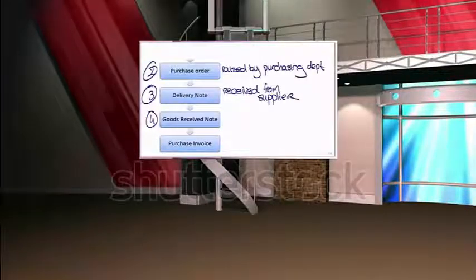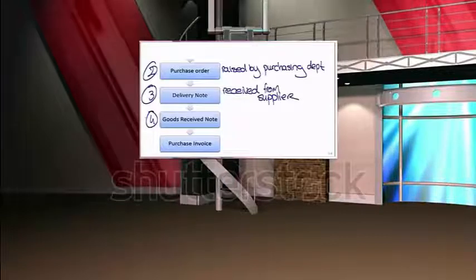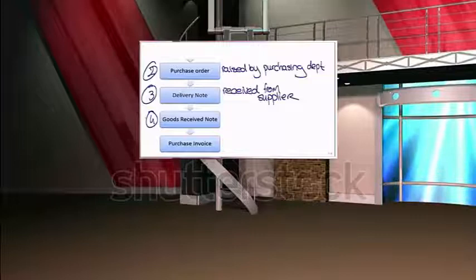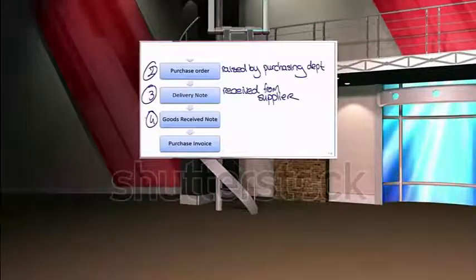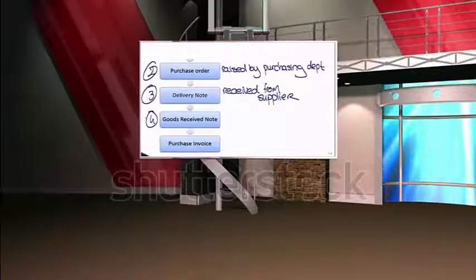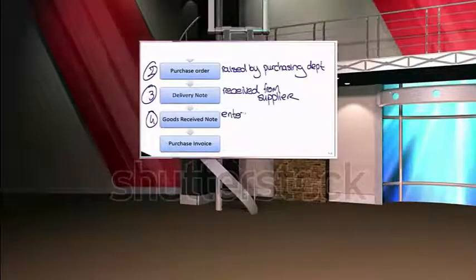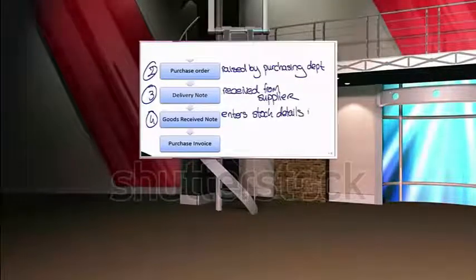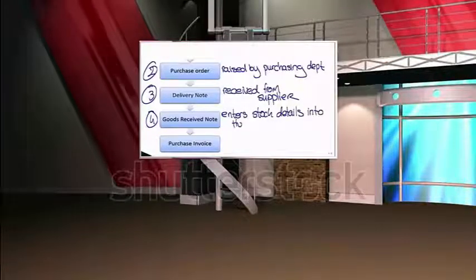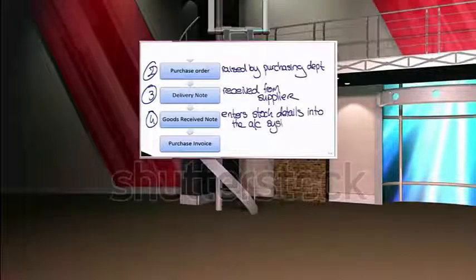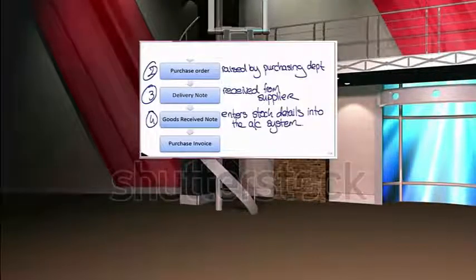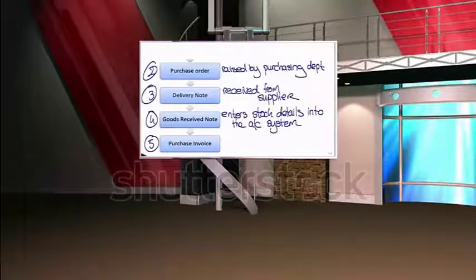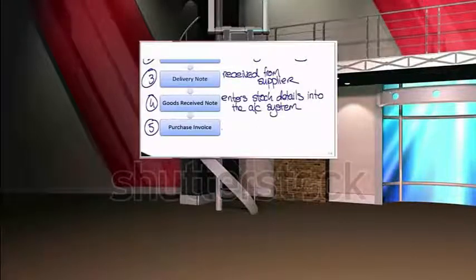Now, the goods received note is very, very important because this is effectively the document which will update our accounting systems with the information about that material. So our goods received note. And finally, the fifth step will presumably be the payment of the supplier.